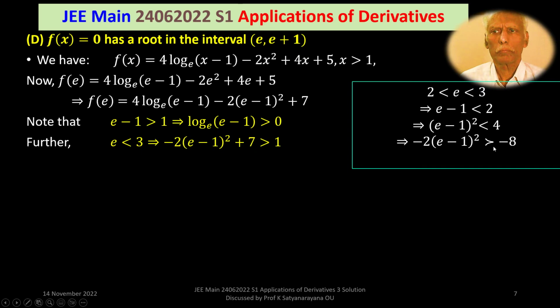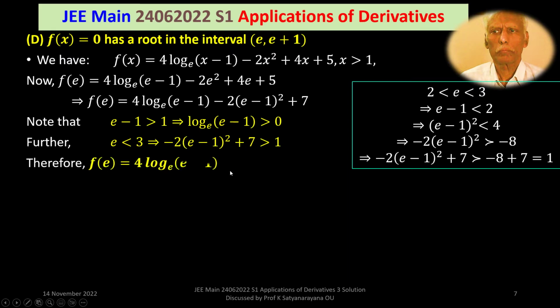Okay. And add 7 on both sides. So minus 2 into e minus 1 whole square plus 7 is greater than minus 8 plus 7. That is equal to 1. So minus 2 into e minus 1 whole square plus 7 is greater than 1. That means it is greater than 0. The first one is greater than 0, the second one is greater than 0, the sum is greater than 0. So that is the one. So we have taken minus 2 also with that greater than 0. Okay. So f of e is greater than 0.